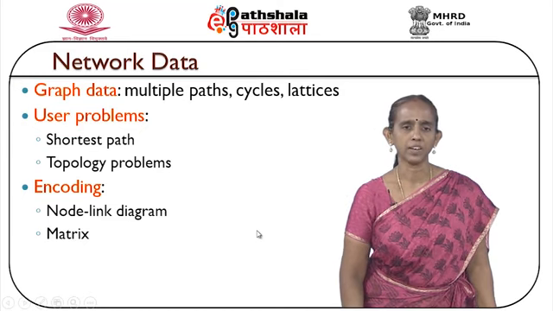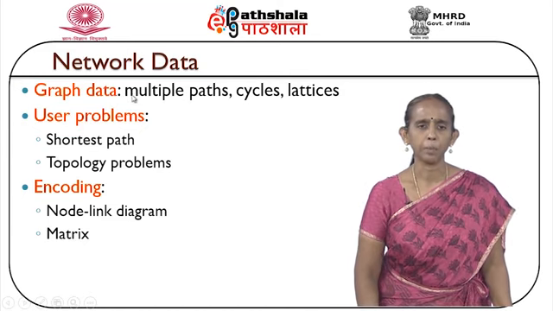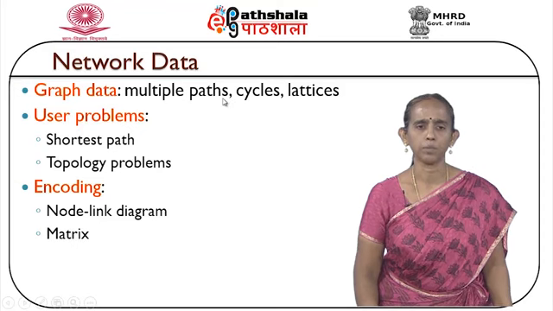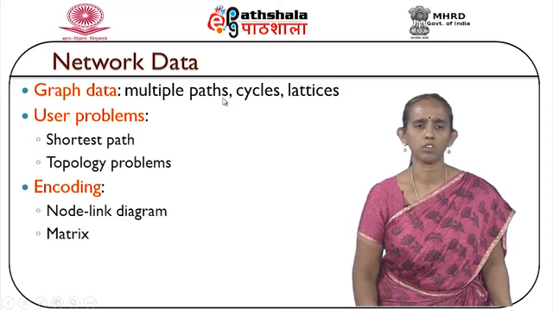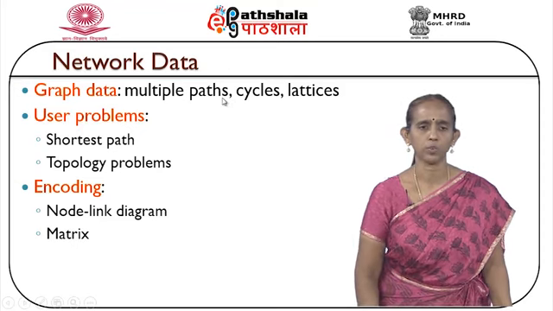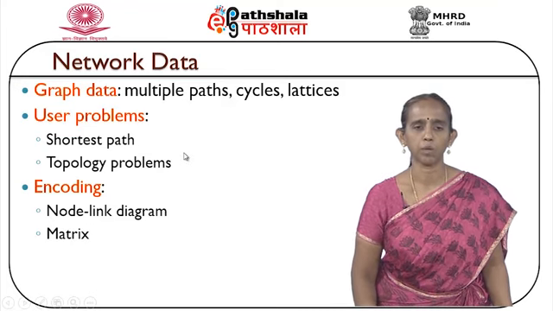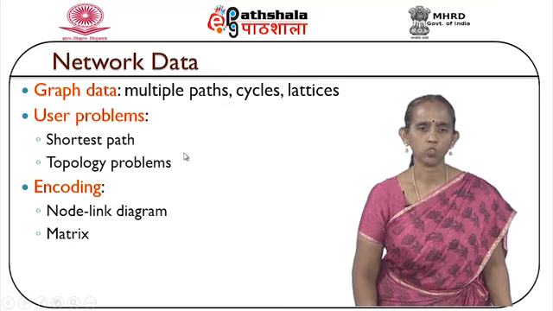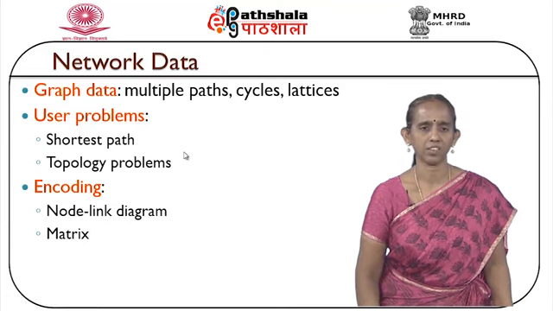Next comes the network data set. Examples are graph data. The user problems associated with this are finding the shortest path and topology related problems. Encoding principles associated with this kind of network data set are node link diagrams and matrix kind of diagrams.